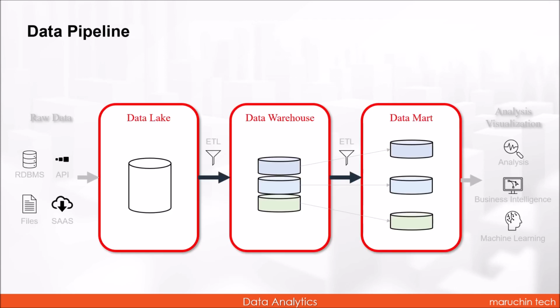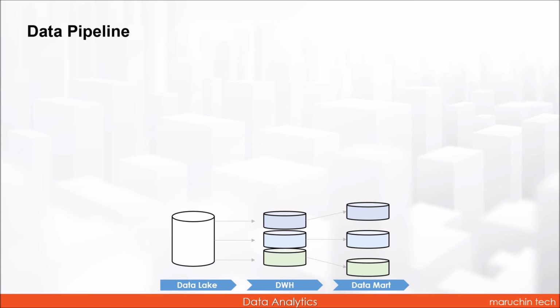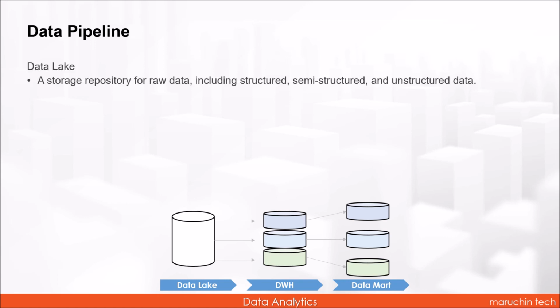Next, I will introduce data lakes, data warehouses, and data marts. A data lake is a storage repository for raw data, including structured, semi-structured, and unstructured data. Data is stored in its raw state without being pre-processed. It is typically designed to be highly scalable and flexible. Data lakes use technology like Spark and Hadoop to process queries on the stored data.